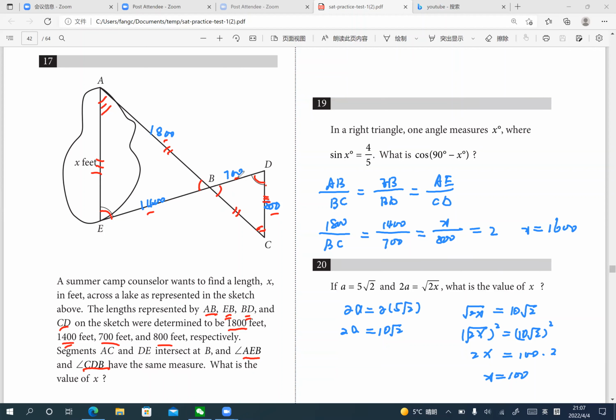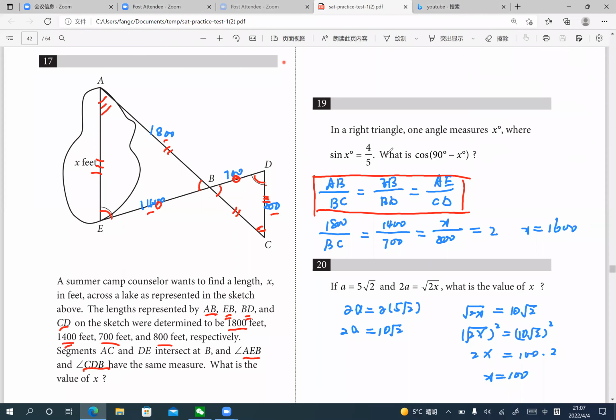So which means BD and EB are a pair of corresponding sides. According to the property of similar figures, the corresponding sides are in proportion. So we can write a proportion like this. So AB over BC equals EB over BD equals AE over CD.